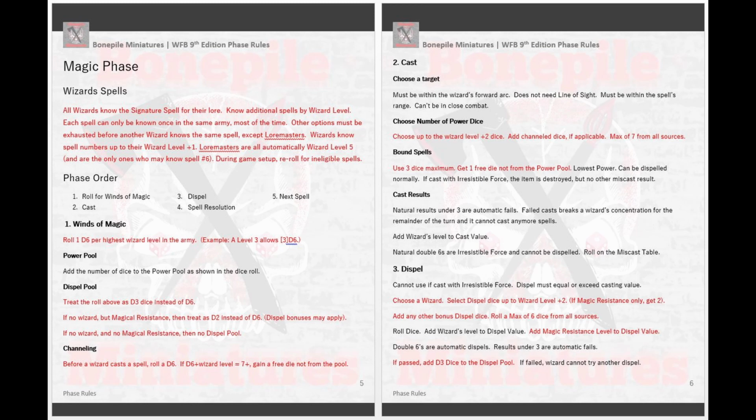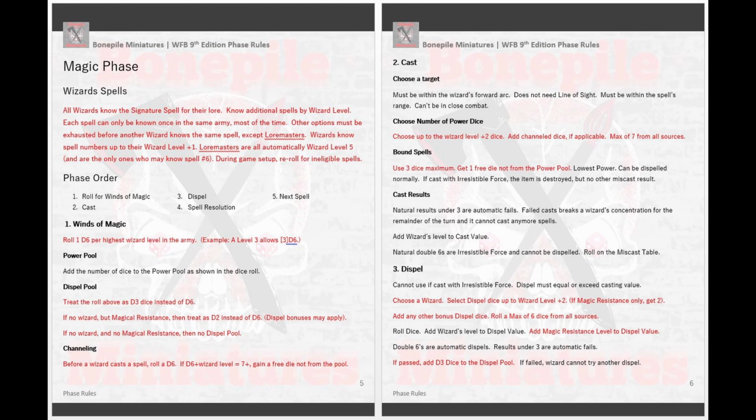If you get a 7+ with your d6 and wizard level, then you get a free die. So the effect of this rule is that it will be harder for low-level wizards to channel, but more powerful wizards should have less trouble with it. For example, a level 1 wizard will need to roll a 6 in order to channel.